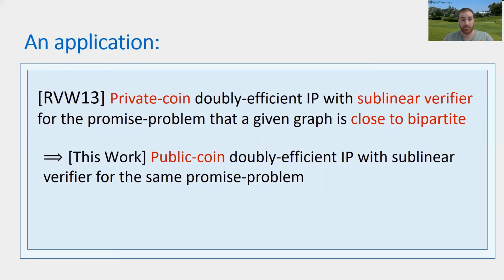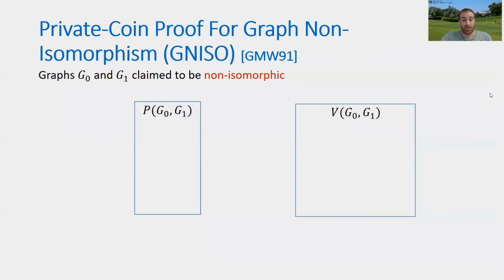So in order to show how inversion implies prover efficient emulation of interactive proofs, I'll start with a private coin protocol for graph non-isomorphism as an example. In the graph non-isomorphism problem, you have two graphs, G0 and G1, and they're claimed to be non-isomorphic. And for simplicity, I'm going to assume that there are no non-trivial automorphisms. The protocol is very simple, it goes as follows.